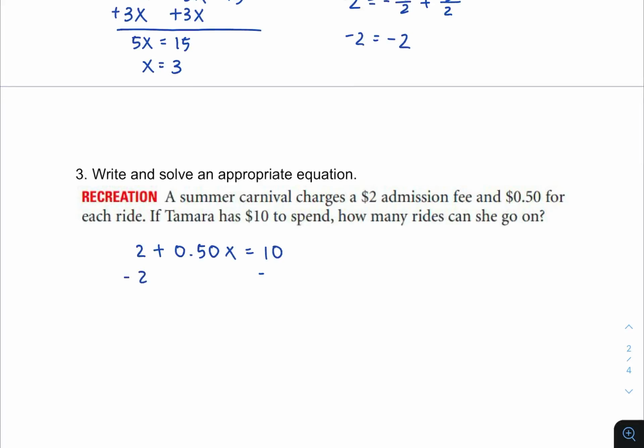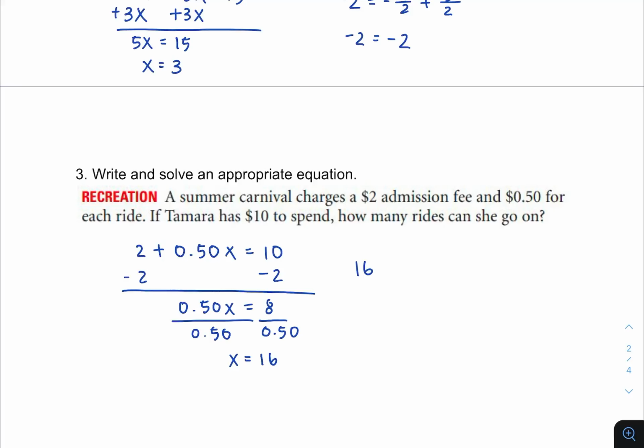We are going to first subtract both sides to get 0.50x equals 8. And when we divide both sides, we get x equals 16. So she can go on 16 rides.